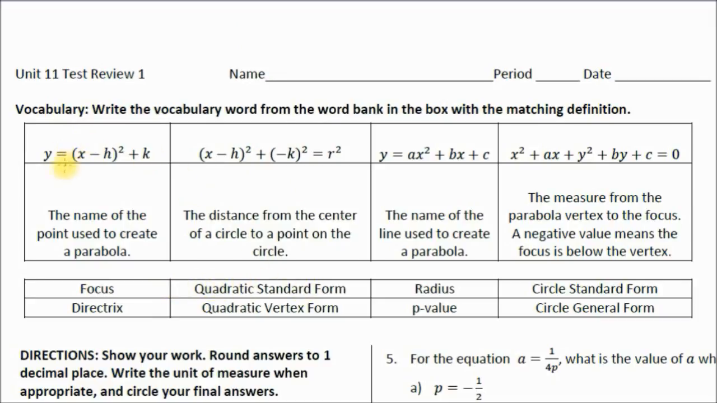Let's just go ahead and read the actual description or definition, and then we'll see if we can match the words up with it. So this first one, y equals (x minus h) squared plus k. Well, clearly that's not anything with a circle because the y would be squared as well. So this must be a quadratic, and I think you recognize this as quadratic vertex form. So I'm going to write this in a different color. This is, I'll just abbreviate, quadratic vertex form.